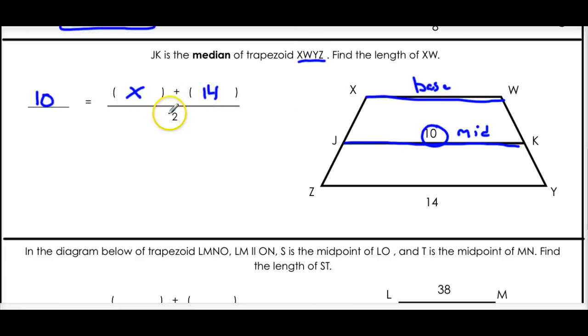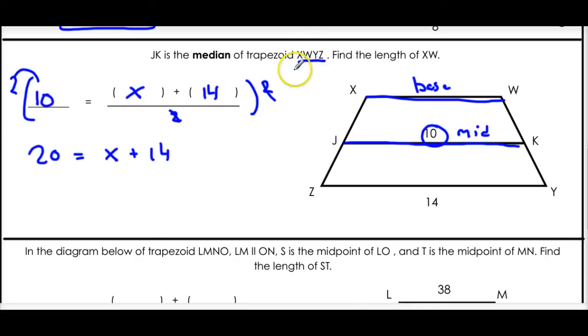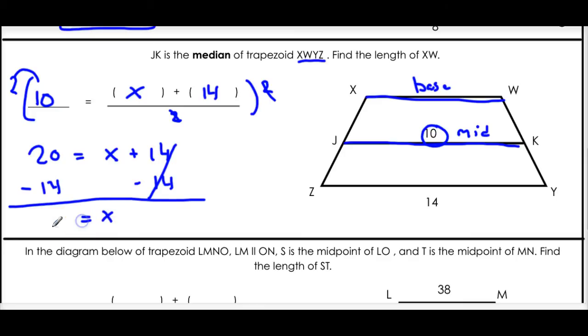To solve this, the first thing we have to do is get rid of this 2 on the bottom. The way to do that is to multiply both sides by 2. When you do that, these 2's cancel, and you multiply this side by 2, so you get 20. And 20 equals X plus 14. Now we just solve by subtracting 14 from both sides, and we get X equals 6. So our base over here is equal to 6.